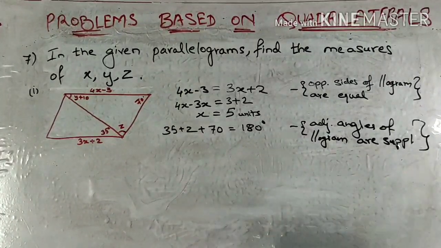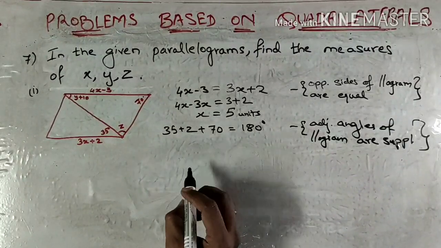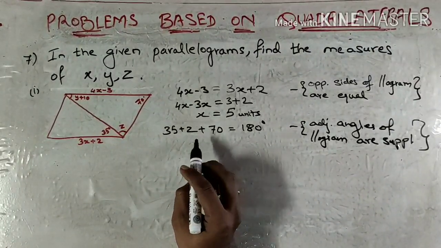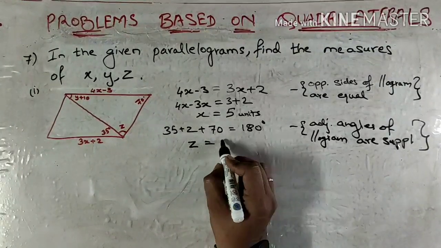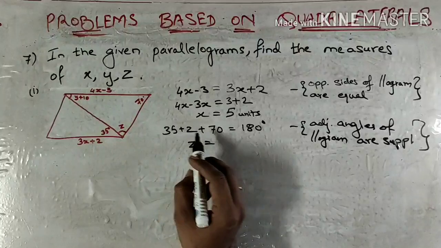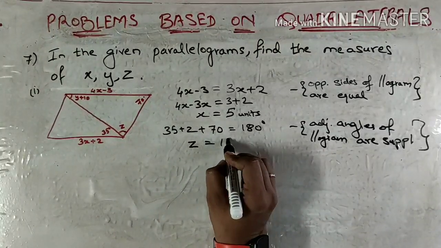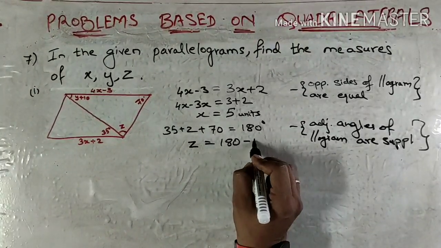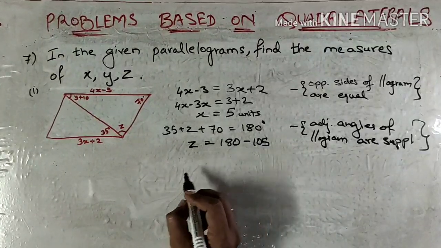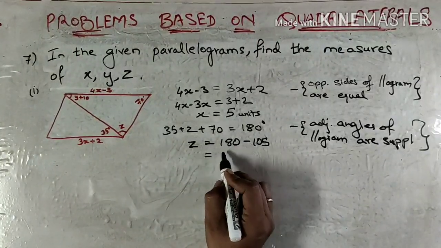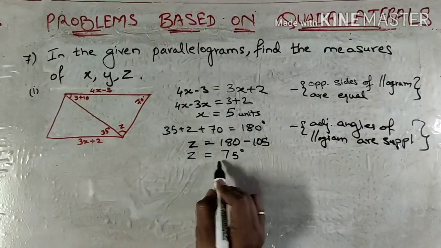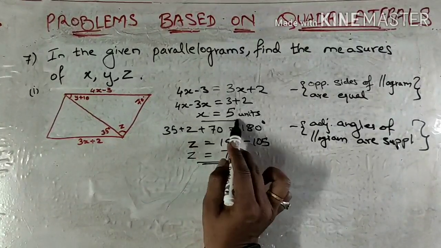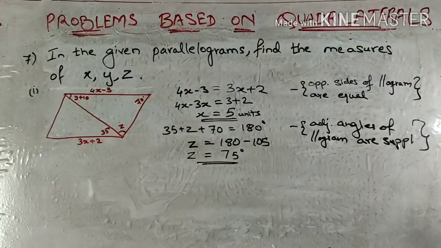Okay, so equating this, we get z is equal to, this 105 goes on the other side of the equal sign, it becomes 180 minus 105, and then we get z is equal to 75 degrees. So we have found two values so far.